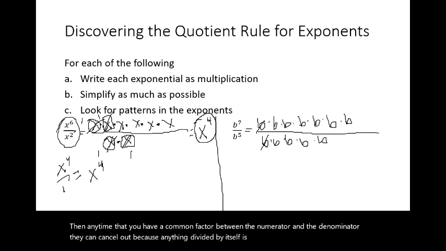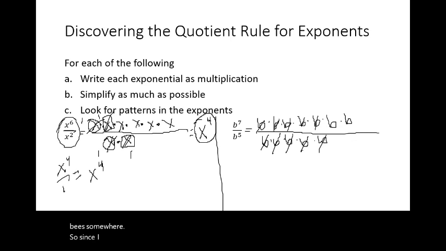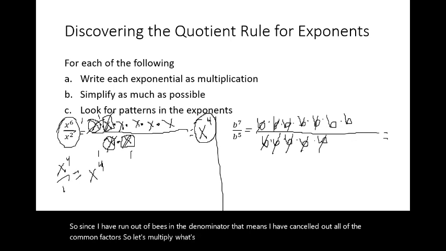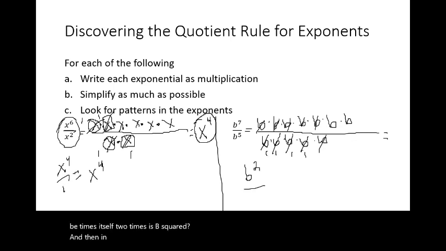So b over b gives you 1, b over b gives you 1, another b cancels out, and you can keep doing this until you run out of b's somewhere. So since I have run out of b's in the denominator, that means I have canceled out all of the common factors. So let's multiply what's left over. All of that became 1. Times b, well, b times itself 2 times is b squared. And then in the denominator, all that's left over is 1. b squared divided by 1 is just b squared.